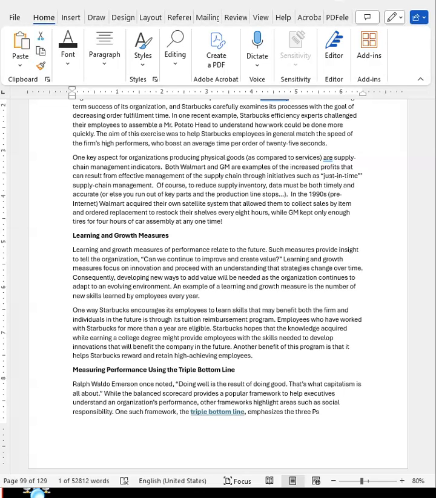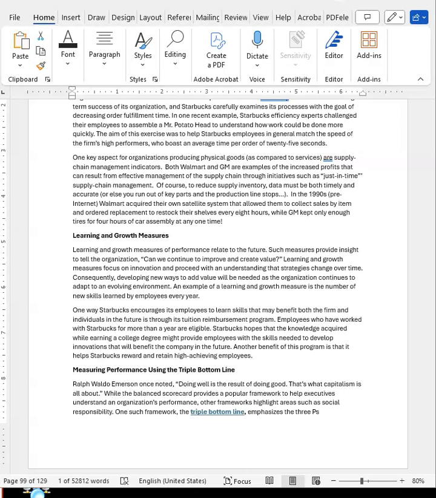Learning and growth measures. Learning and growth measures of performance relate to the future. Such measures provide insight to tell the organization: can we continue to improve and create value? Learning and growth measures focus on innovation and proceed with an understanding that strategies change over time. Consequently, developing new ways to add value will be needed as the organization continues to adapt to an evolving environment.